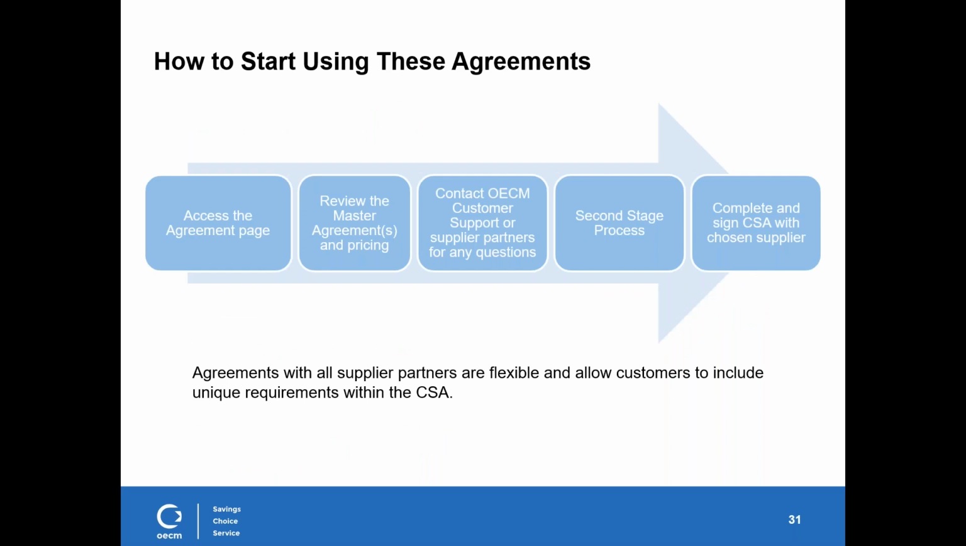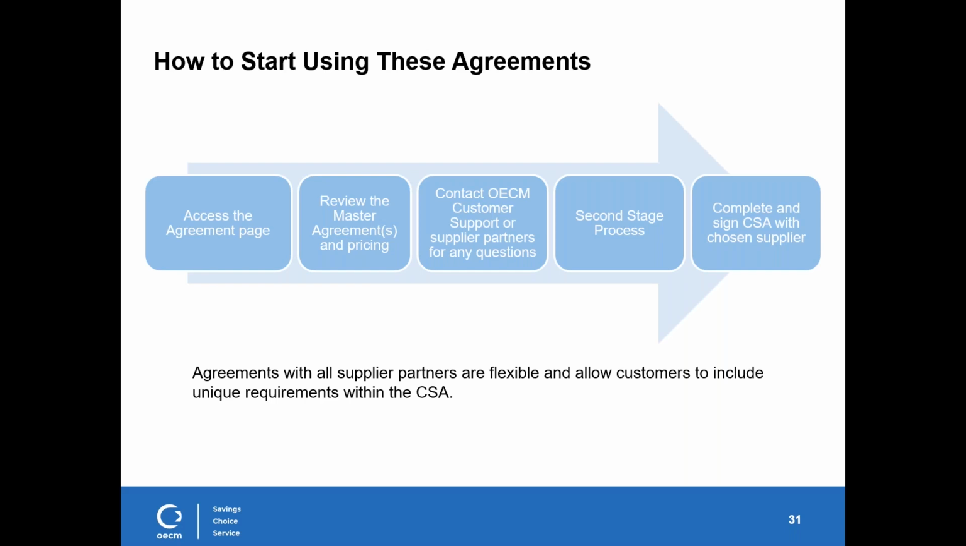Getting into more details on the steps you take on using OECM's agreements, once you log into your account, you would go to the agreement page and review the details of the master agreements with each supplier and their pricing. And please note again that there are sets of documents for each of the suppliers. And as you review, if you've got any questions, usually around the scope of the agreement, please do feel free to contact our supplier customer support team, or you can contact the suppliers directly to gather more information. The supplier's contact information is available on our website on the agreement landing pages right next to the documents themselves.